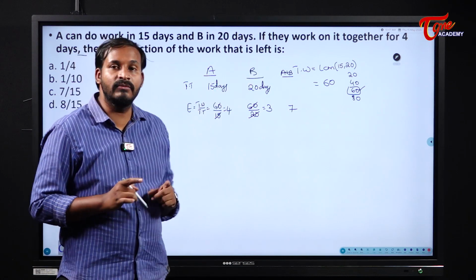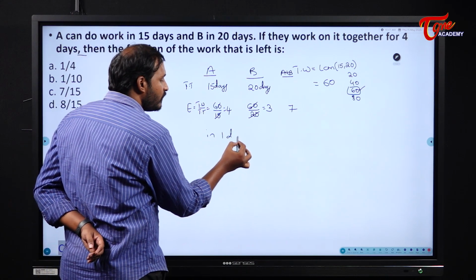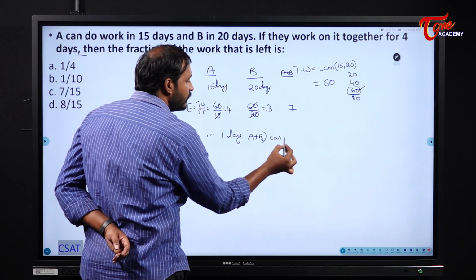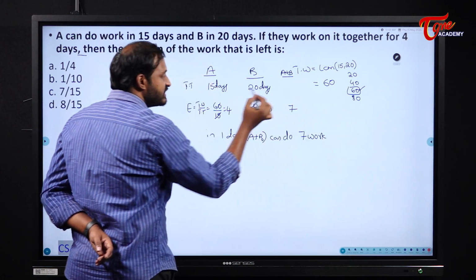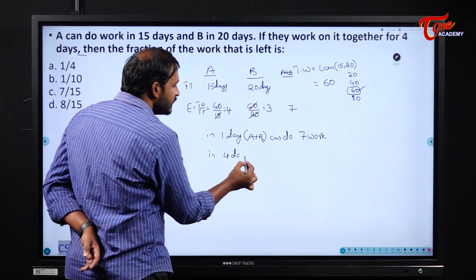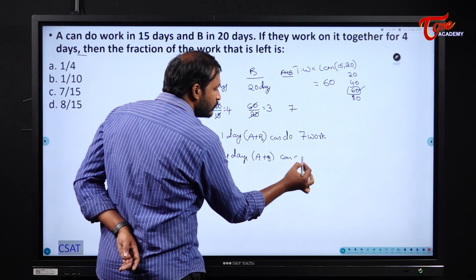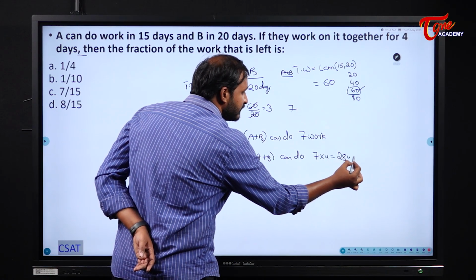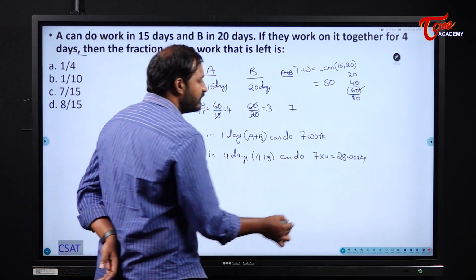Now they are working for how many days? 4 days. So in one day, A plus B can do 7 work. Why? Because their combined efficiency is 7. So in 4 days, how much work can A and B do? 7 into 4, that is equal to 28 work. That means in 4 days they will finish 28 work.